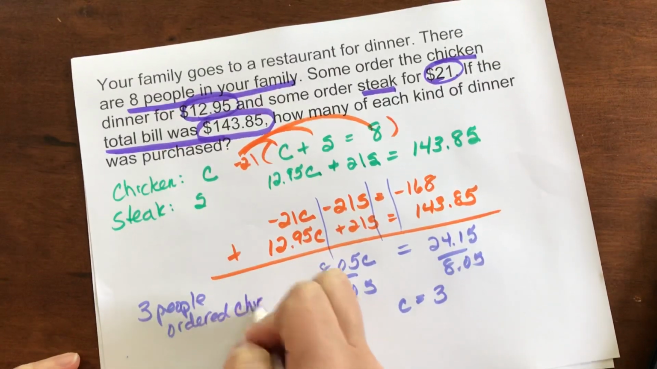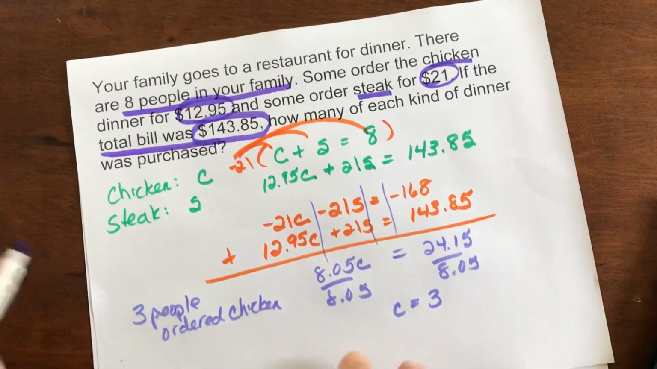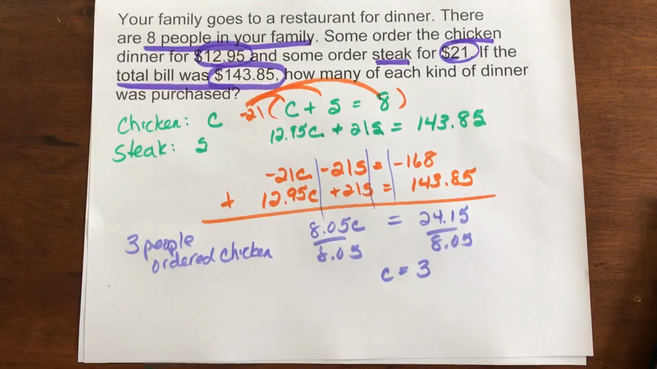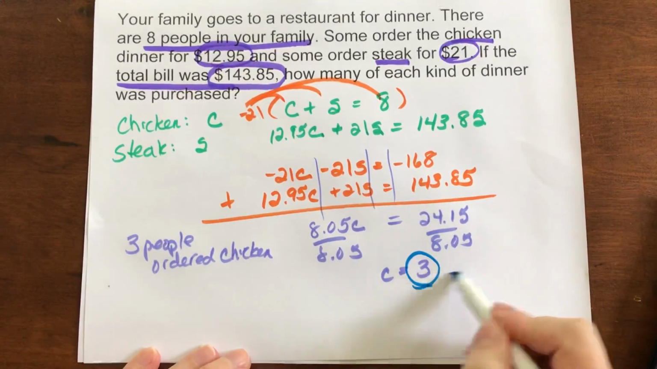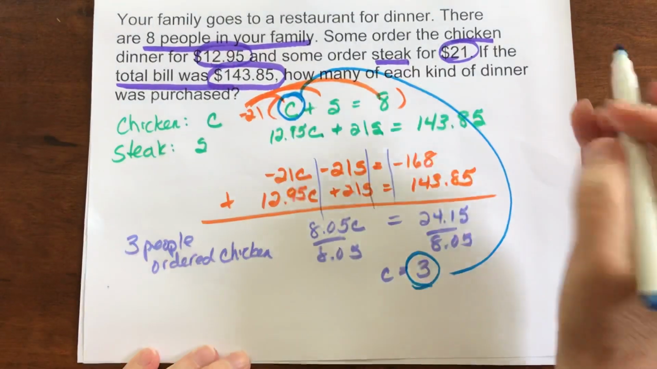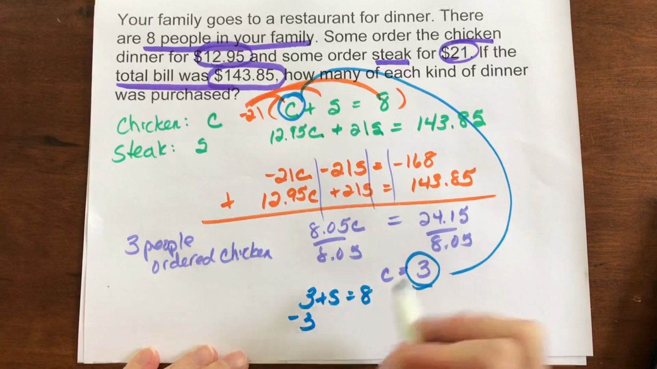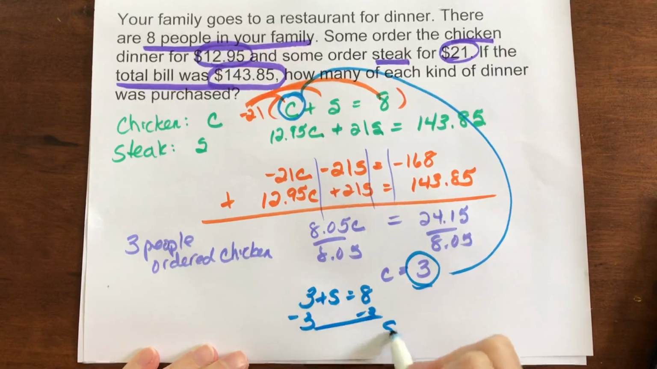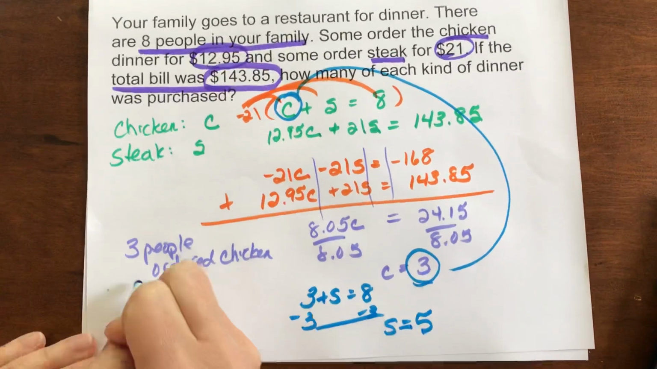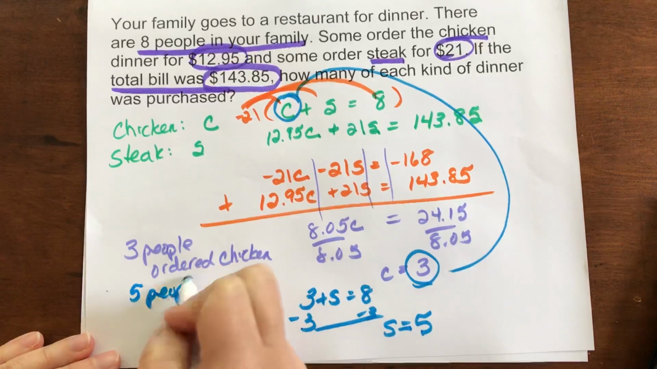How do I figure out how many ordered steak? Simple. Where does the 3 go? It goes up here in place of the C. So I'm going to have 3 plus steak equals 8. Subtract 3, so steak is going to equal 5. So 5 people ordered the steak.